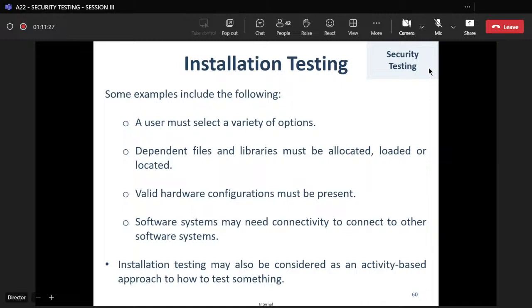So depending upon the various dependent files and libraries, they need to be allocated, loaded, and properly located. And valid hardware configurations must be present. It will verify whether the intended host meets the basic hardware configuration requirements. Then also the software systems that may need connectivity to other software components and other systems. It's an activity-based approach to how the testing is going to happen in this installation testing activity.